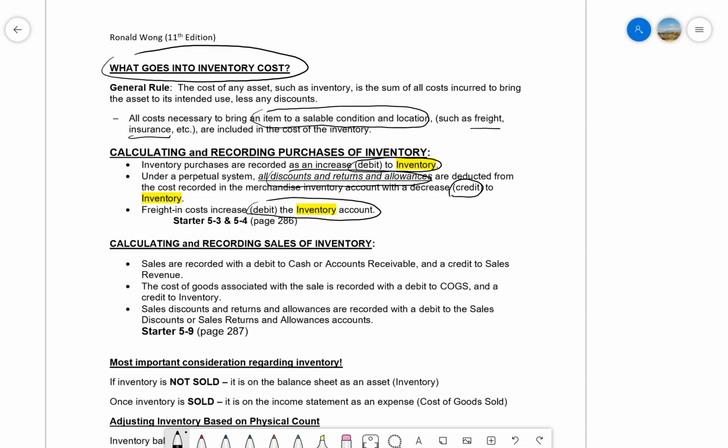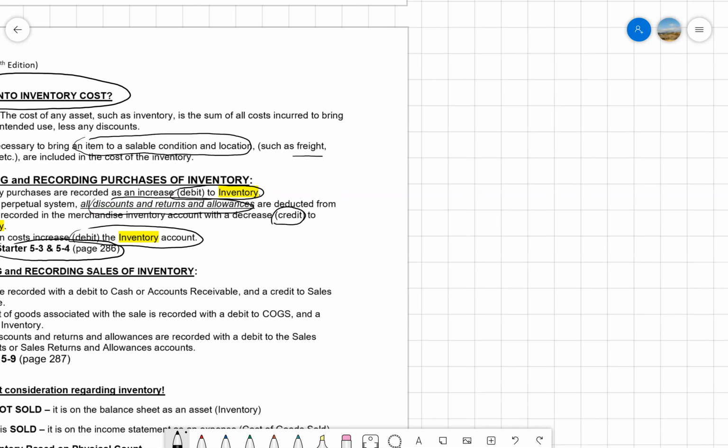So then let's look at starter 5-3 and 5-4. So take a minute, turn to page 286 in your textbook, read the questions, and then we'll work through those together. So pause the video now to read those questions. Okay, let's have a look at starter 5-3.